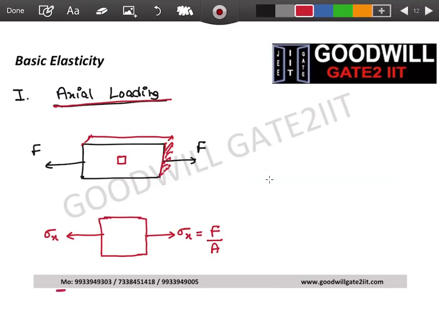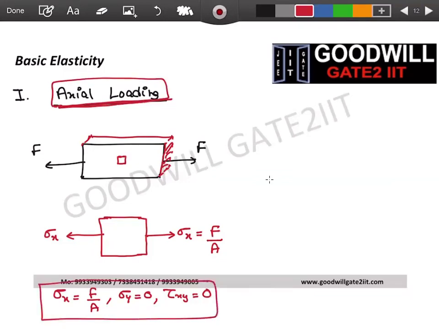So what is sigma X here? Sigma X is a number. You have some positive value. What is sigma Y here? In axial load, there is load only in X direction, so there is nothing like sigma Y. What is tau XY? There is nothing like shear stress, so tau XY is zero. So for this case, where stresses are these, how will our Mohr circle look? This is what we need to draw.